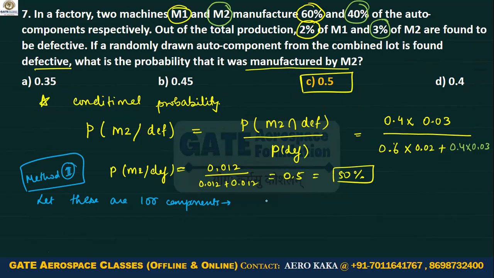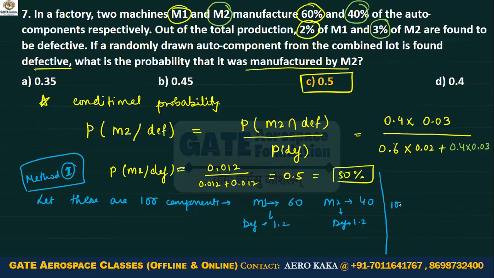So machine 1 is manufacturing 60. Machine 2 is manufacturing 40. Defective in machine 1, so let's try to find out: 2% of 60 is going to be 1.2. And 3% of 40, again, it's going to be 1.2. Fine. So if I'm manufacturing 100 components, 60 are being manufactured at machine 1, out of which 1.2 is defective. 40 are being manufactured at machine 2, out of which 1.2 is defective.